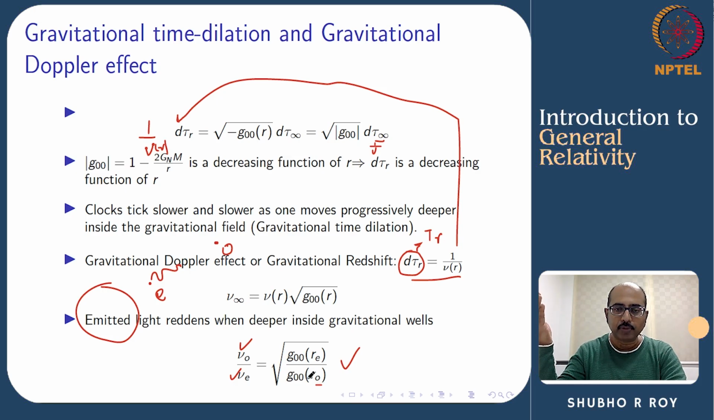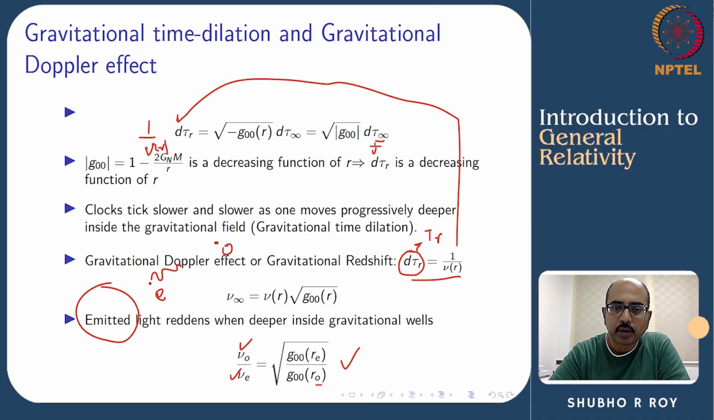And if I send something from infinity or outside to inside, then the light will be blue shifted. Okay, so this is a version of the gravitational time dilation: we'll have a gravitational Doppler effect. As light moves from a region of weak gravitational field to a strong gravitational field, one could see that there's a blue shifting, and as light moves from a strong region of gravitational field to a weak region, then one must see gravitational red shifting, that the light will get red shifted. Okay, this is the gravitational Doppler effect.